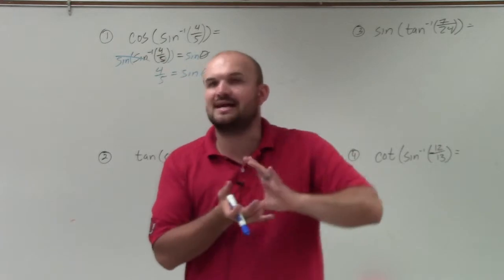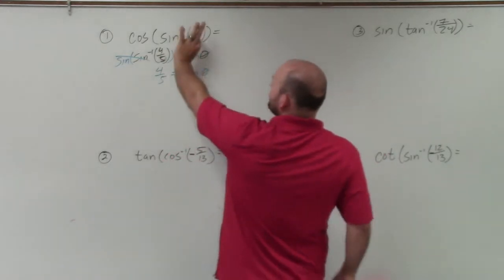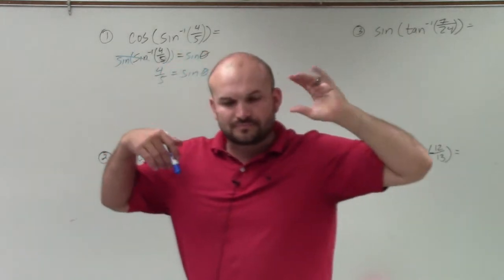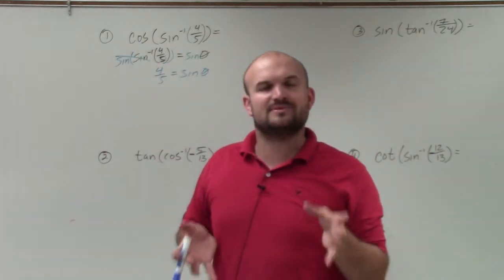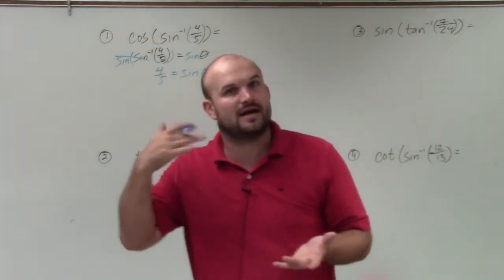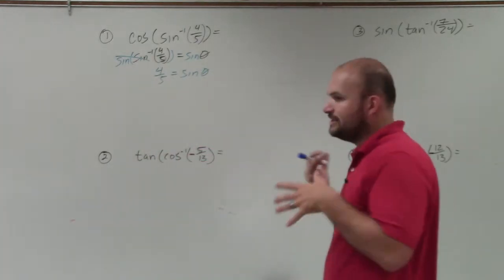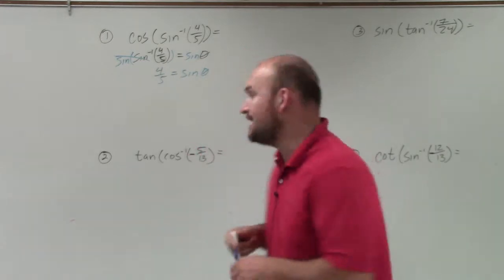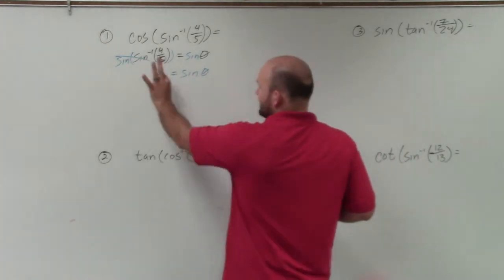4/5 is not a point on the unit circle, right? I couldn't take this on the unit circle and say the angle is here. That's not one of the common points that we see in the unit circle with a given angle that we're familiar with. So when we don't know the points on the unit circle, one thing we can always look into is using a triangle. Now, notice that 4 and 5.